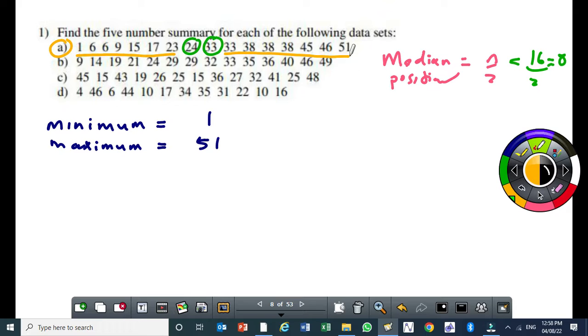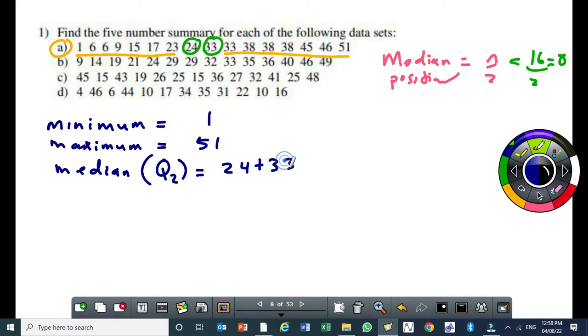So our median, which is also Q2, so I'll write here Q2 in brackets, which is the middle quartile, or it's also the median. So I'll say 24 plus 33 all over 2, so you get 57 over 2. Now if you divide here, you get 28,5. Okay, please, you don't round it off. So just write it as it is, 28,5.